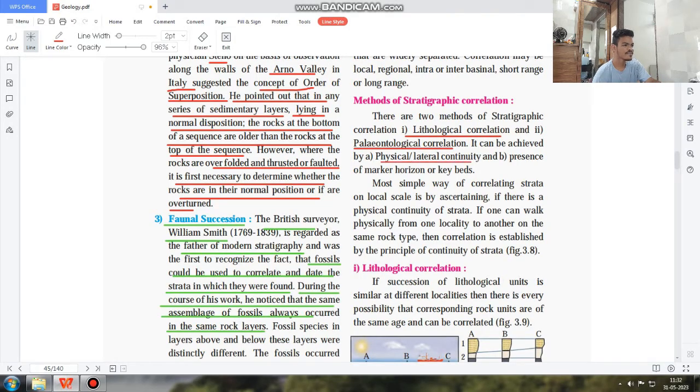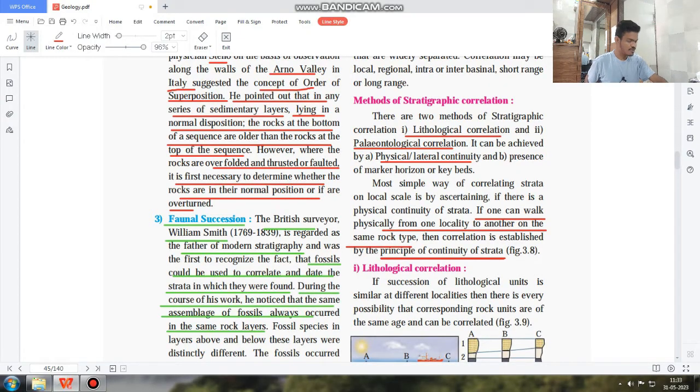Look at this statement: moving from one locality to another on the same rock type. Suppose you're walking on stratified rock, from one locality to another, but on the same rock. That principle is called the continuity of strata. This is an important thing. Suppose you are asked what the principle of continuity of strata is: if one person moves from one locality to another on the same rock type, it is called the principle of continuity of strata.